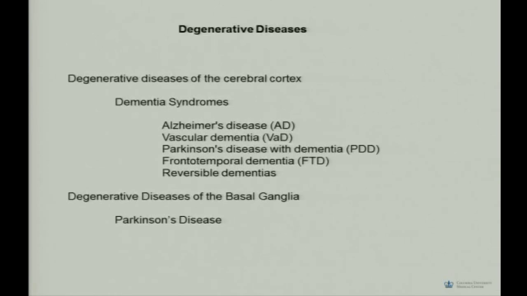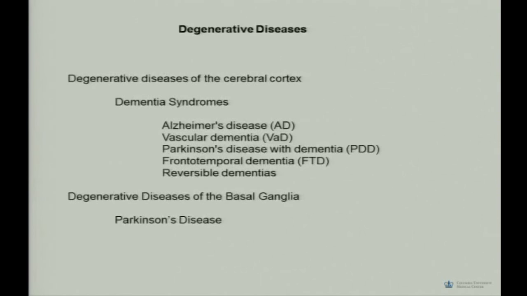Now, we're going to talk about two categories of degenerative diseases. Diseases that affect very broadly the cerebral cortex. So it involves many, many areas, and it sort of involves all of the cerebral cortex. And one type of those conditions includes dementia syndromes. And dementia syndromes include the most common dementia syndrome, which is Alzheimer's disease.